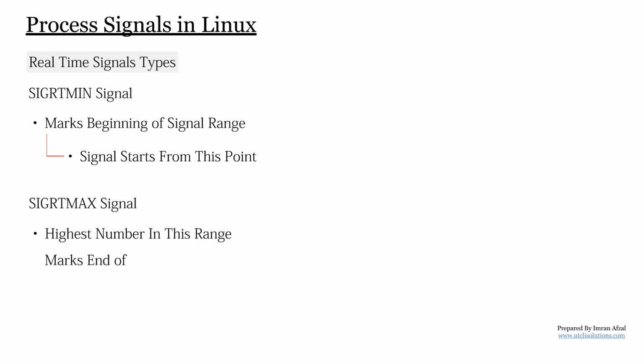There are three types of real-time signals: SIGRTMIN, SIGRTMAX, and intermediate signals between these two. The SIGRTMIN signal marks the beginning of the real-time signal range. This means that any real-time signal starts from this point. The SIGRTMAX signal is the highest number in this range and marks the end of the real-time signals. Between these both, there are other real-time signals that can be used for custom processes.